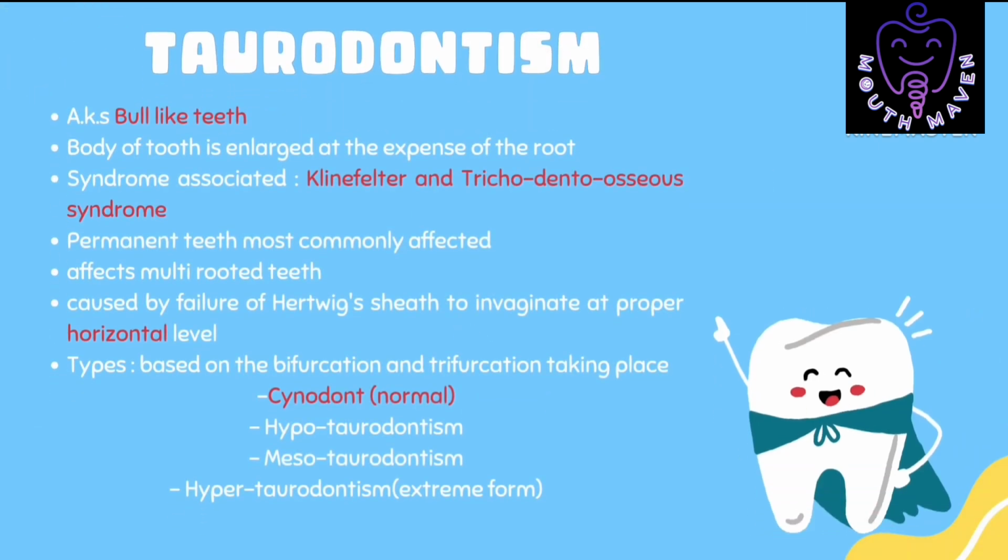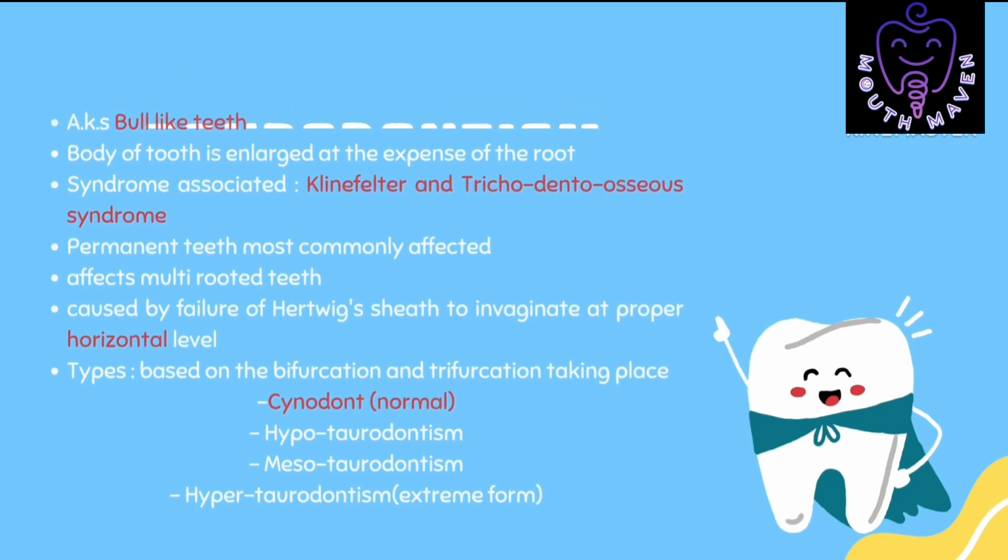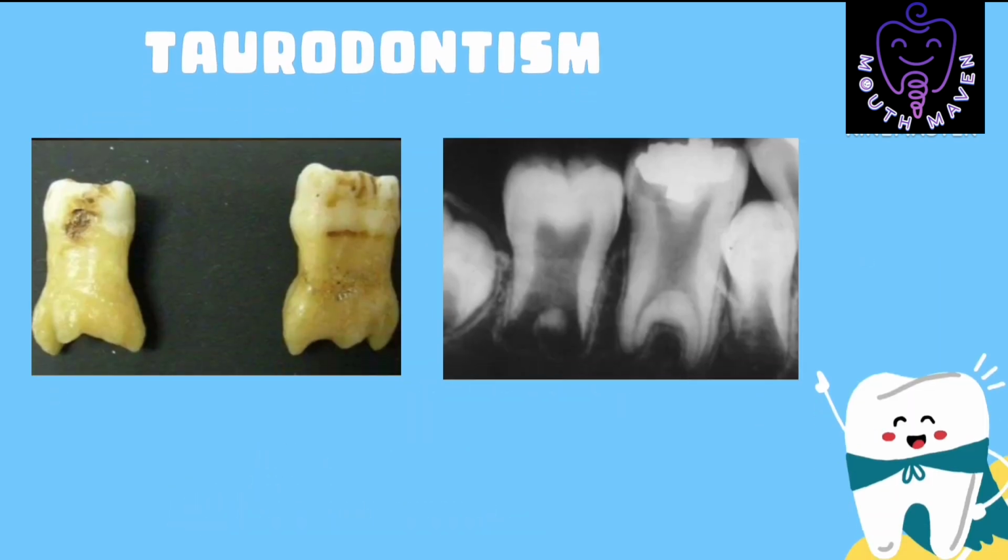Next is taurodontism, also known as bull-like teeth. In this, the body of the tooth is enlarged at the expense of the root. Syndromes are Klinefelter and the trichodonto-osseous syndrome. Permanent teeth are most commonly affected. It affects multi-rooted teeth, caused by failure of Hertwig's sheath to invaginate at the proper level. Types are cynodont, hypotaurodontism, mesotaurodontism and hypertaurodontism. Here are the image of taurodontism along with the radiographic image of the taurodontism.